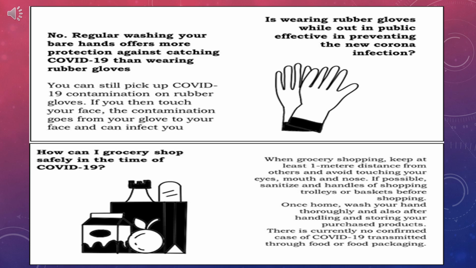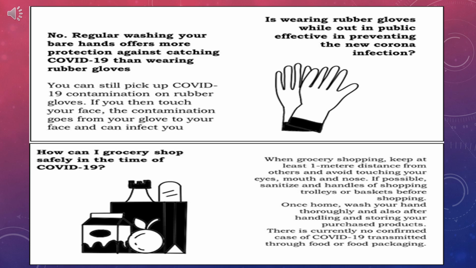How can I grocery shop safely in the time of COVID-19? When grocery shopping, keep at least 1 meter distance from others and avoid touching your eyes, mouth, and nose. If possible, sanitize the handles of shopping trolleys or baskets before shopping. Once home, wash your hands thoroughly and also after handling and storing your purchased products. There is currently no confirmed case of COVID-19 transmitted through food or food packaging.